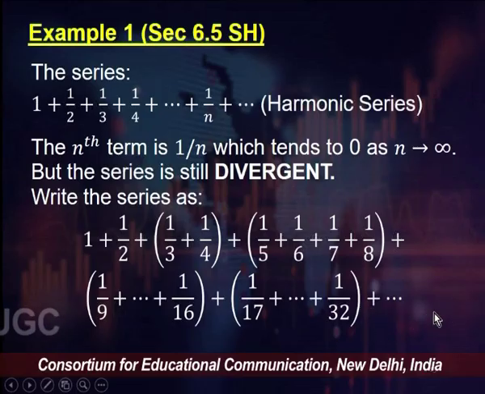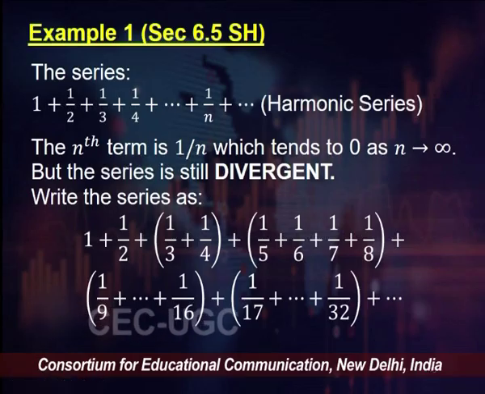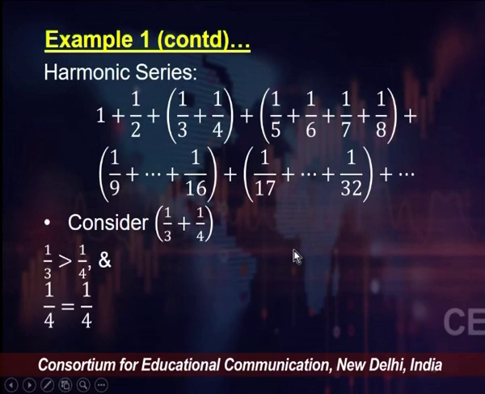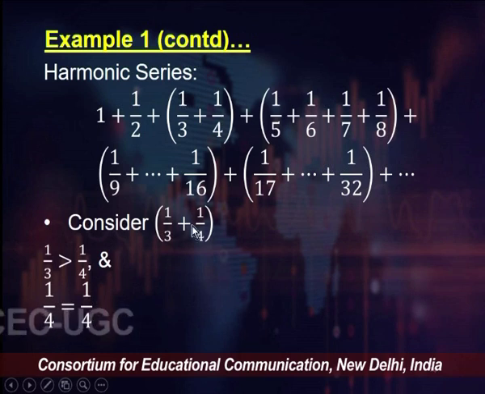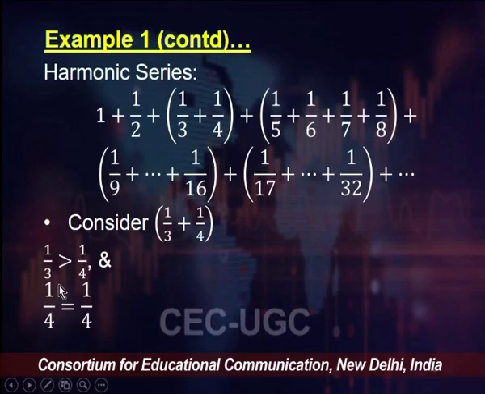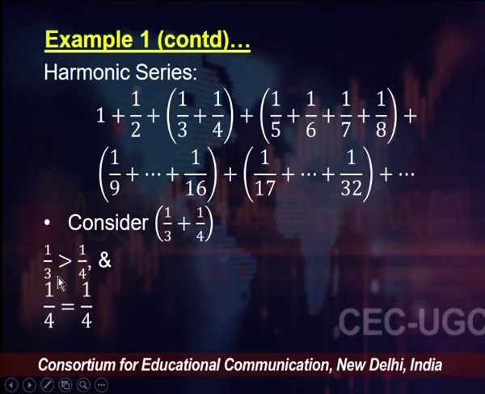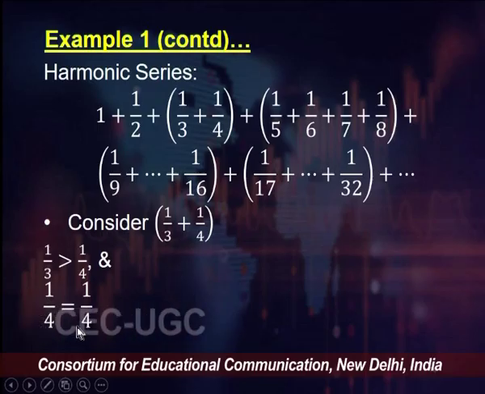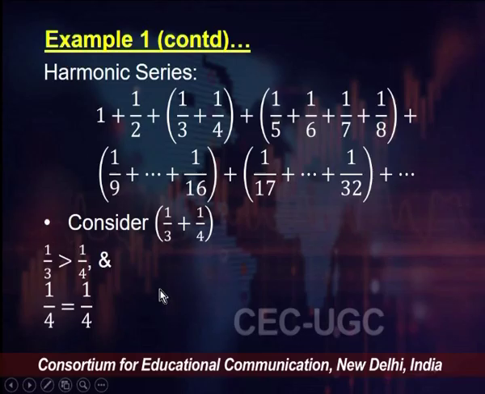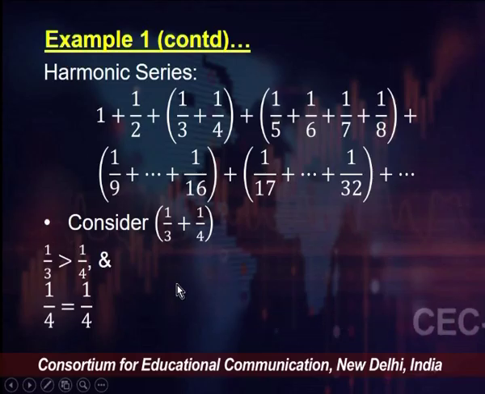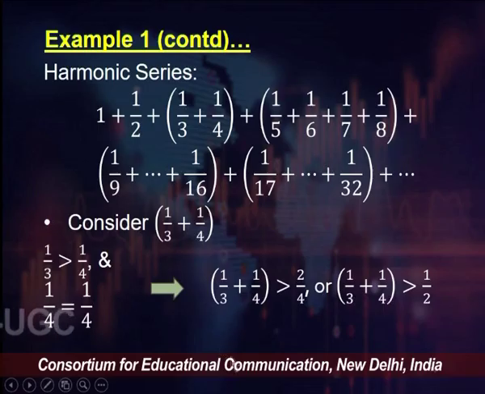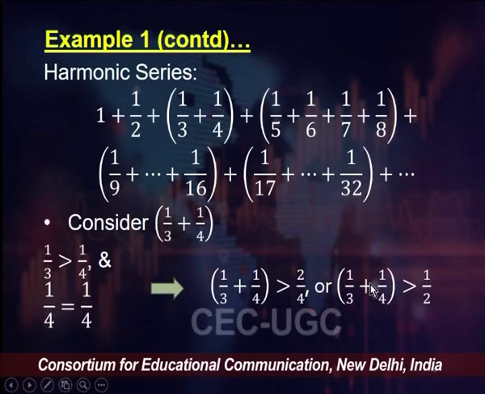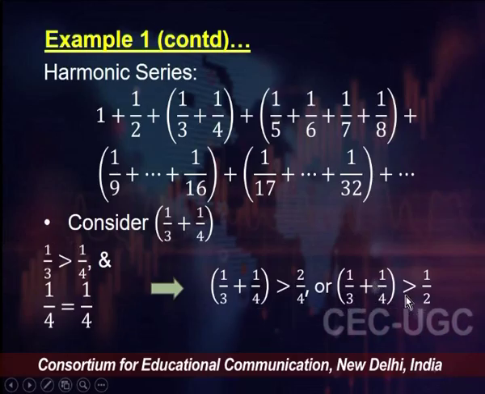Okay. Now let's see the pattern that emerges. It's a very interesting pattern and once you get the hang of it, you'll feel really kicked about it. If you look at this first set of parentheses, 1 by 3 plus 1 by 4. Now 1 by 3 is clearly greater than 1 by 4, right? Because 3 is smaller than 4, so 1 by 3 is more than 1 by 4. And the second term 1 by 4 is exactly equal to 1 by 4. So if I take the sum, can I say that 1 by 3 plus 1 by 4 is going to be strictly greater than 2 by 4, right? And 2 by 4 is nothing but half. So 1 by 3 plus 1 by 4 is strictly greater than half.